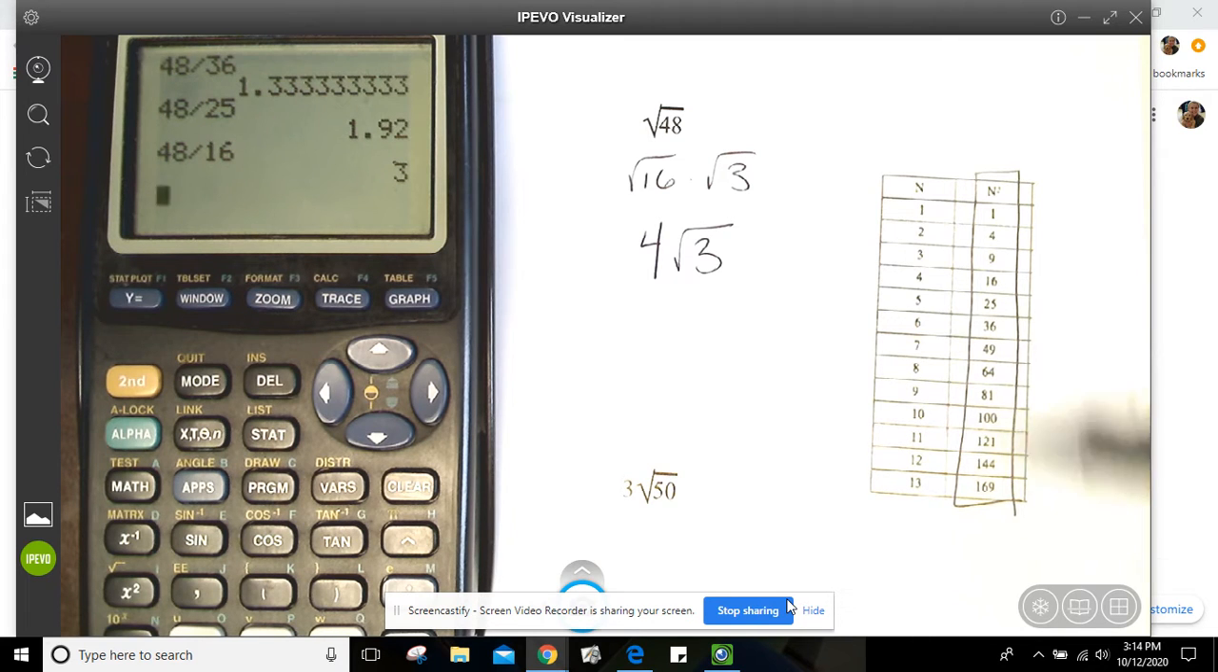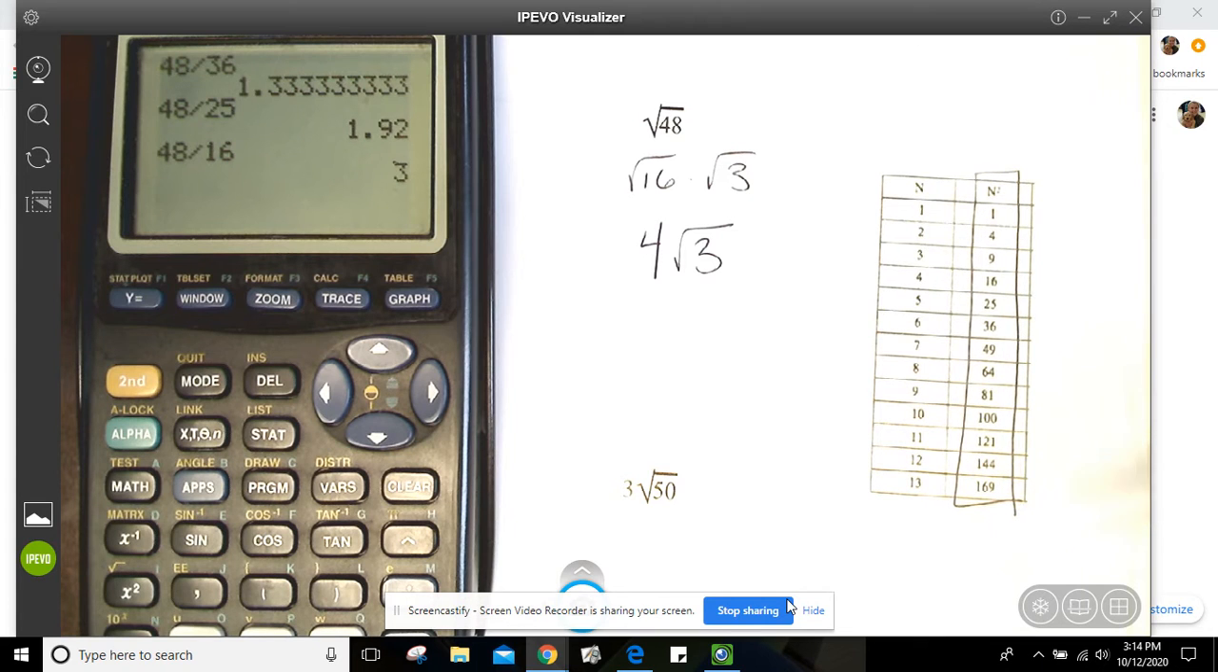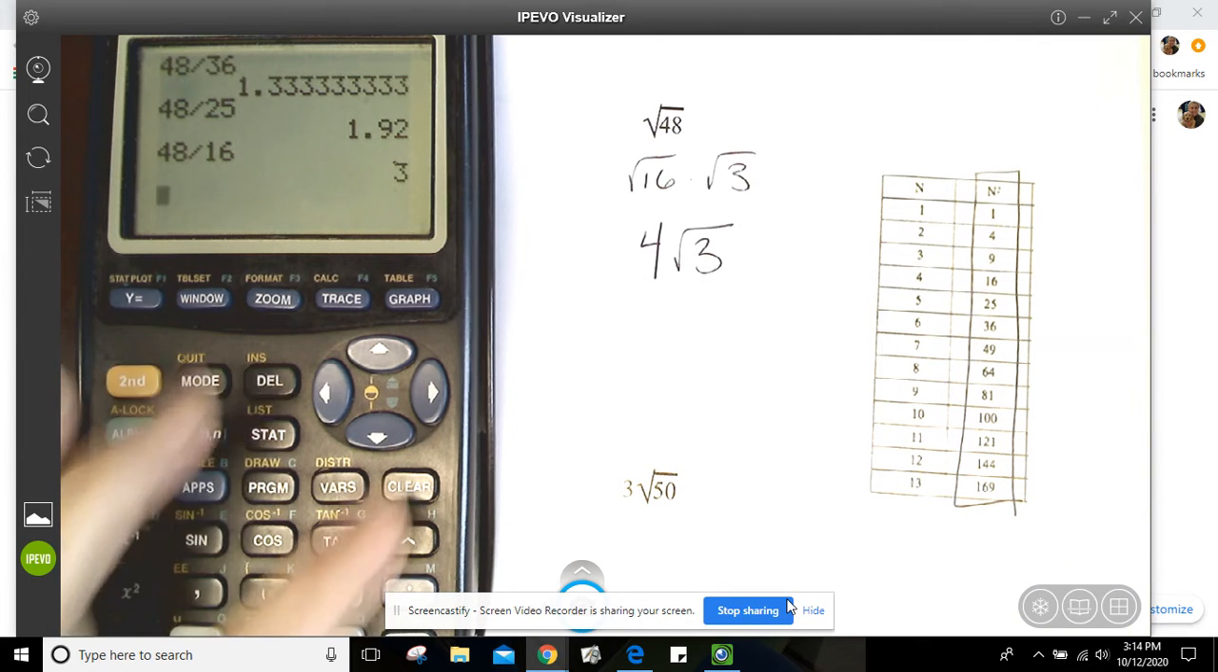Now, if there isn't a number on this list that goes into it, it doesn't break down. Like square root 11. No perfect square goes into 11. So it would just be root 11. So if it can't break down, it just doesn't break down.